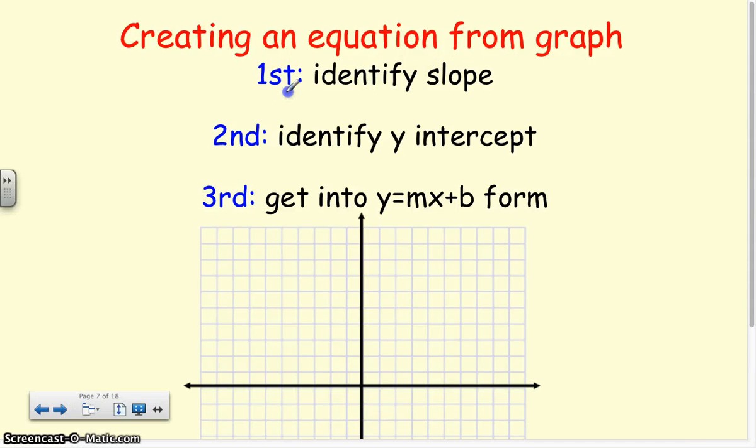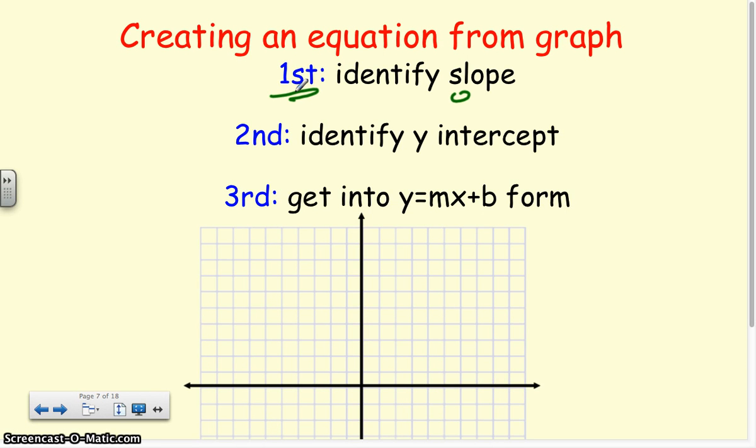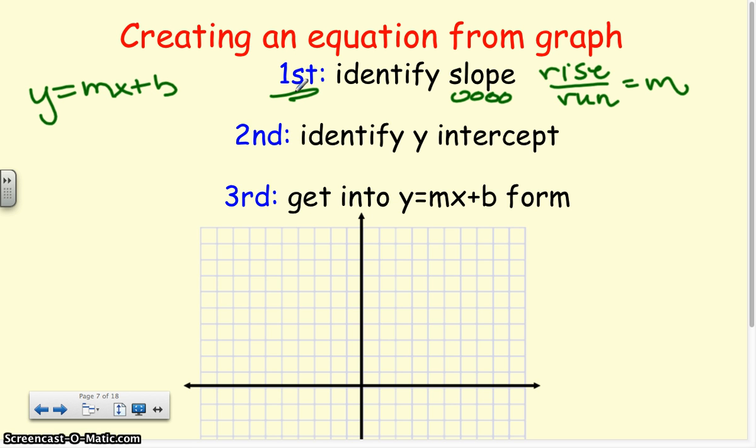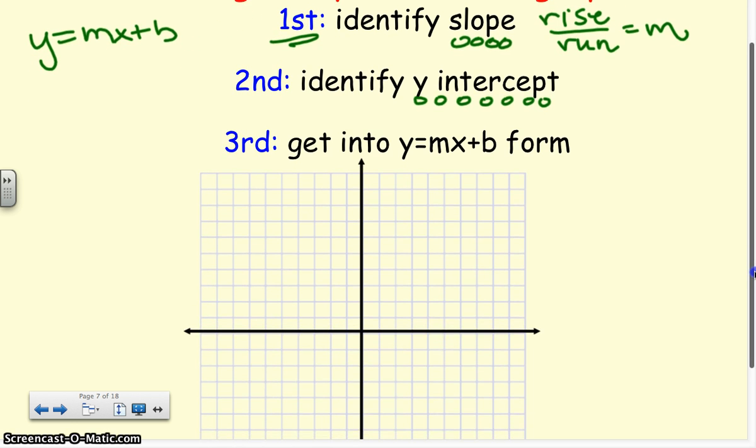Our first step is to identify what our slope would be. Reminder that slope is your rise over your run. Slope is also equal to our m for our y equals mx plus b. That's always something we have to keep in mind. What we're looking for is our slope-intercept form, which is y equals mx plus b. Our second step is to identify where the y-intercept is. That's where it crosses the y-axis. And lastly, we get into slope-intercept form.